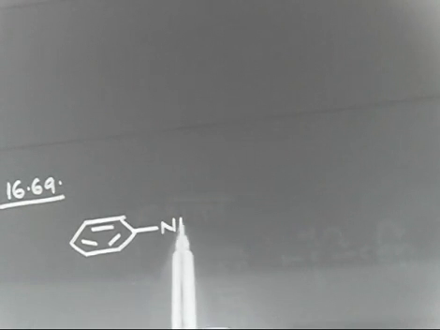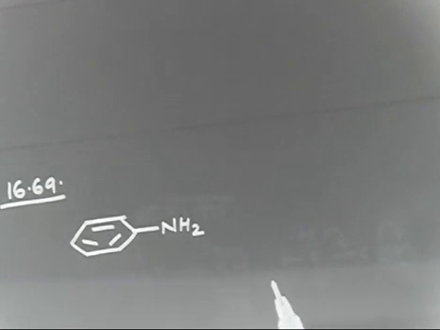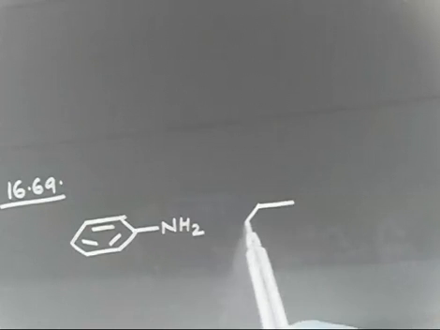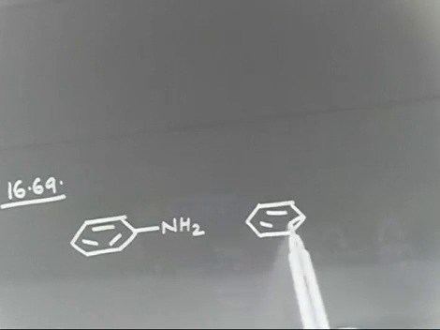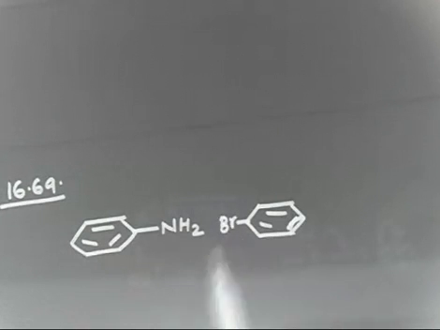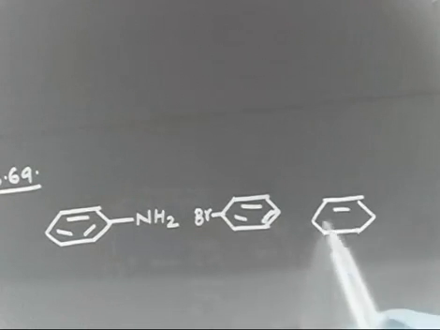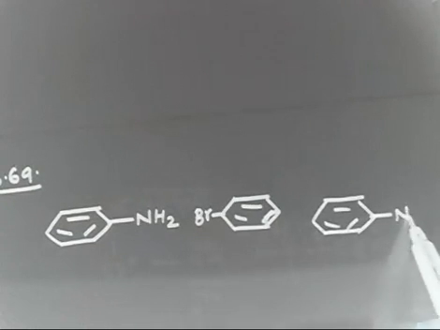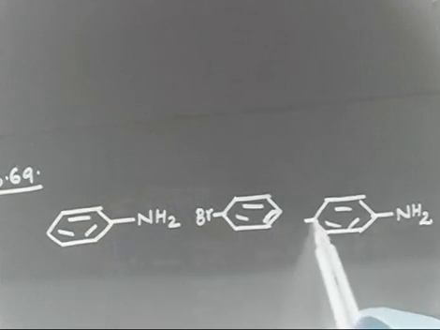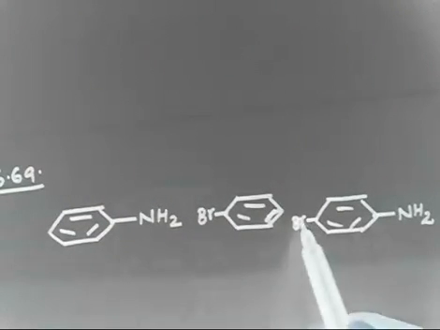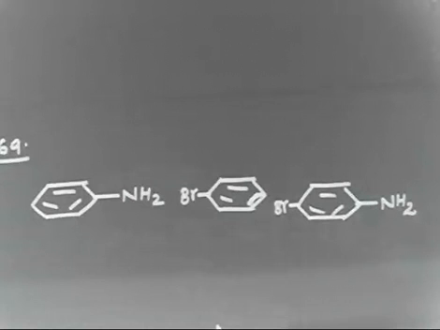Aniline, NH2 here you have. And then you have bromobenzene. So you have here the double bonds, so benzene, and this is the bromo group. So you have bromobenzene, and then something like aniline that also contains a bromo group. So NH2 and there is a bromo group. So you can say para-bromoaniline. So this is a para-bromine.